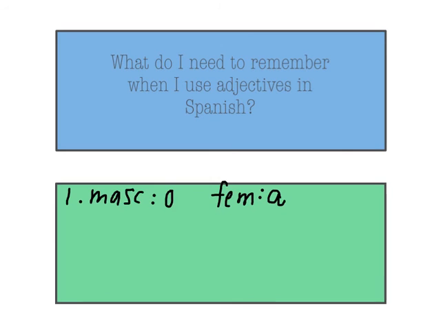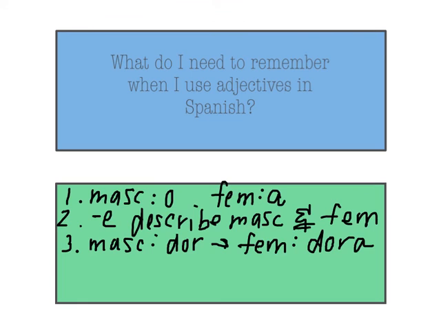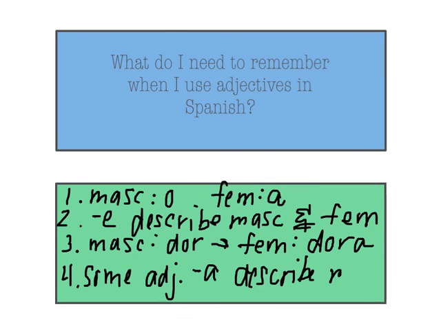You can write a complete sentence there. Just a little harder for me on my iPad. The second thing that we're going to remember is that adjectives that end in an E describe masculine and feminine nouns. The third thing that we want to remember is that masculine adjectives that end in dor for feminine will end in dora, like trabajador and trabajadora. And the last thing that we want to remember is some adjectives that end in A describe masculine and feminine nouns.